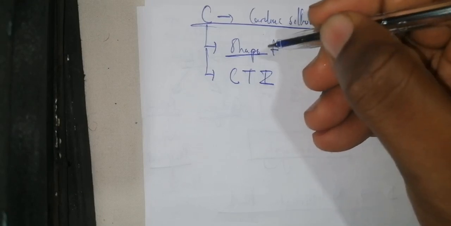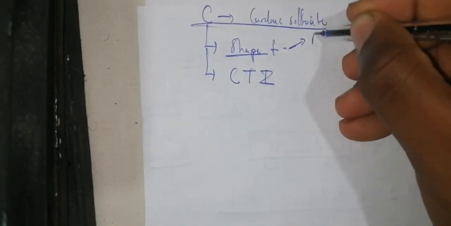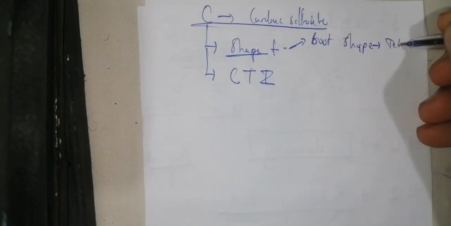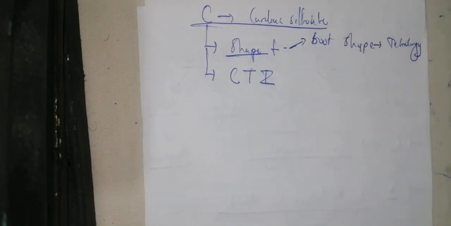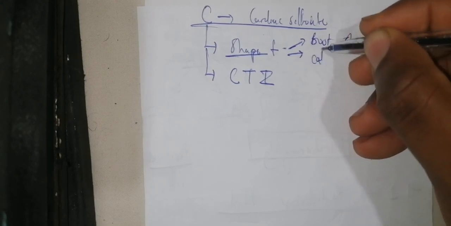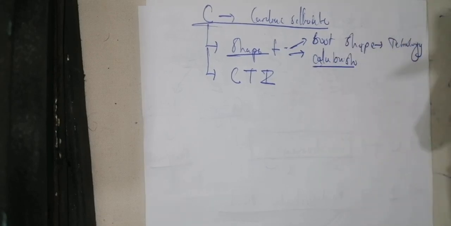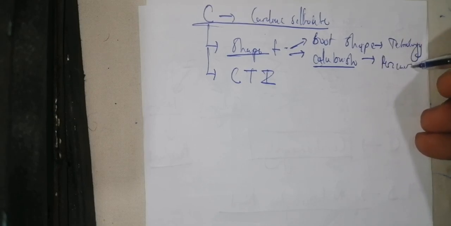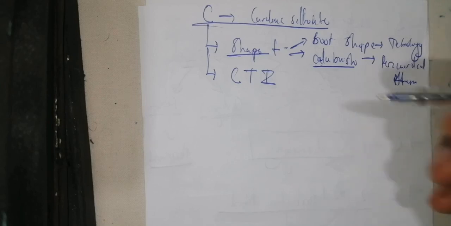Now for the shape of the cardiac silhouette, you have different shapes of the heart. The first shape is the boot shape. Boot shape is specific for tetralogy of Fallot. Now the next one is the calabash shape. Is it clear? Calabash shape is specific for a pericardial effusion. When you have a pericardial effusion, you're going to have a calabash shape.